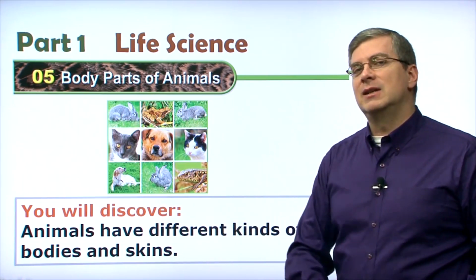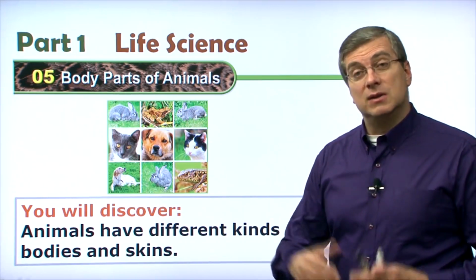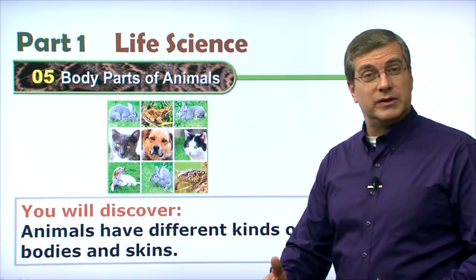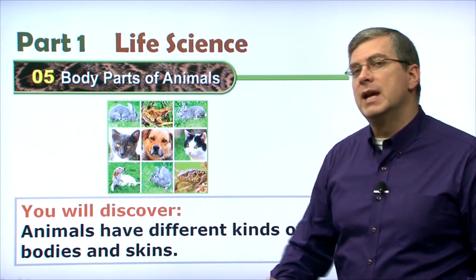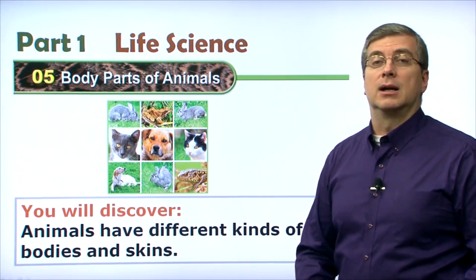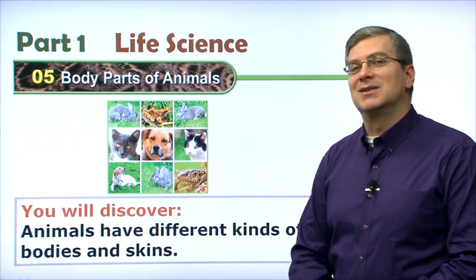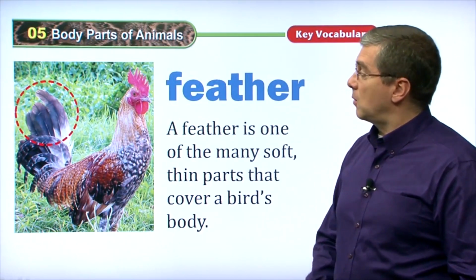So, in this lesson, in the first part, we're going to be looking at the vocabulary to describe these different parts of the animal's bodies and skin, and also some other words that help us learn what they can do with those different types of bodies and skins. So let's begin. Our first word that we're going to be talking about, wow, look at this.